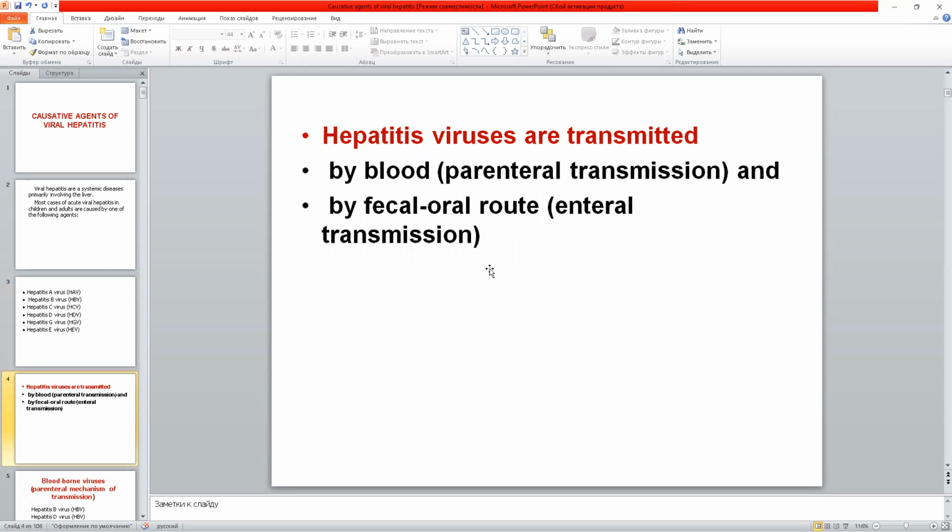Hepatitis viruses are transmitted by two different routes, either by blood, parenteral transmission, any contact with blood, and these viruses are circulated in blood. Parenteral means avoiding the digestive tract. They don't go through the digestive tract and don't reproduce in it. And other viruses are transmitted by fecal oral route, exactly enteral transmission. Viruses that go through the digestive tract. So different mechanisms, routes of transmission.